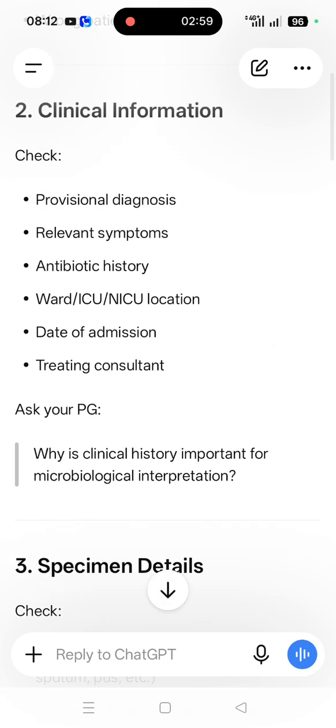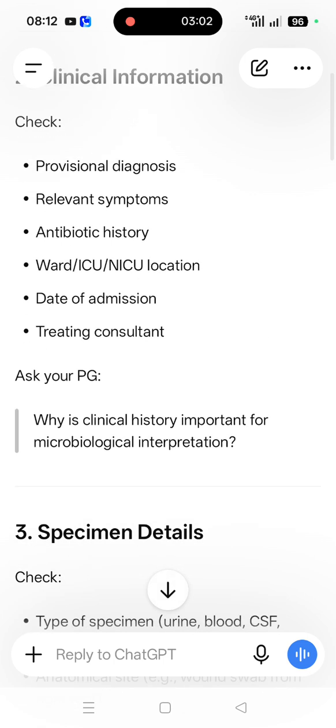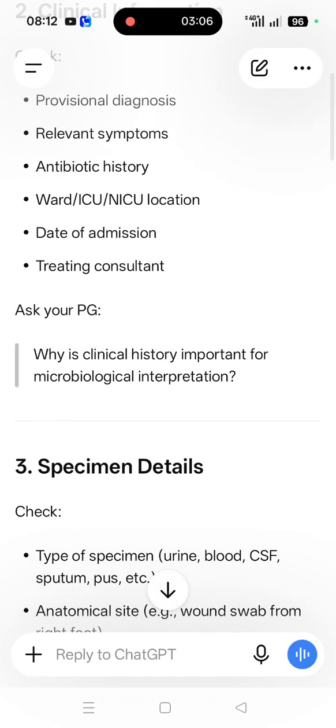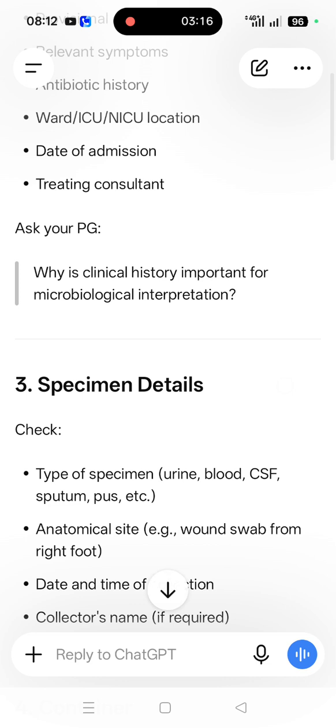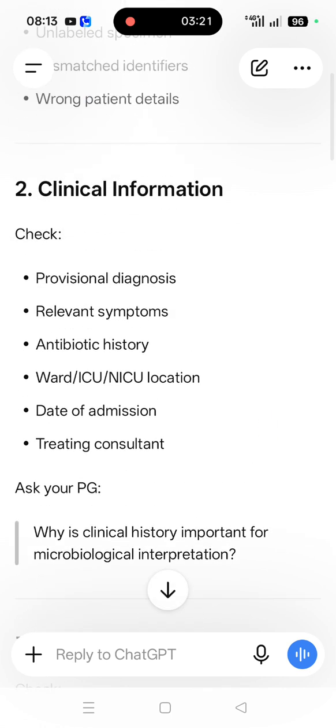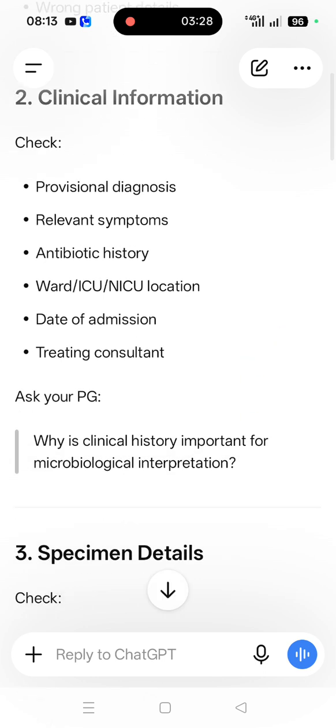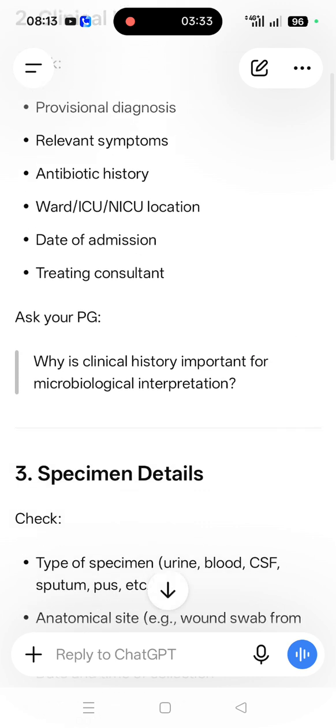And one more thing I would like to see: if the sample is there, the time is also very important. Time of collection of the sample is very important, especially for the microbiology lab. So we should ask our PGs why clinical history is important for microbiological interpretation. Many things I have told you. This is again an important point, and we can discuss in another session why all these things are important. But we should go step by step.